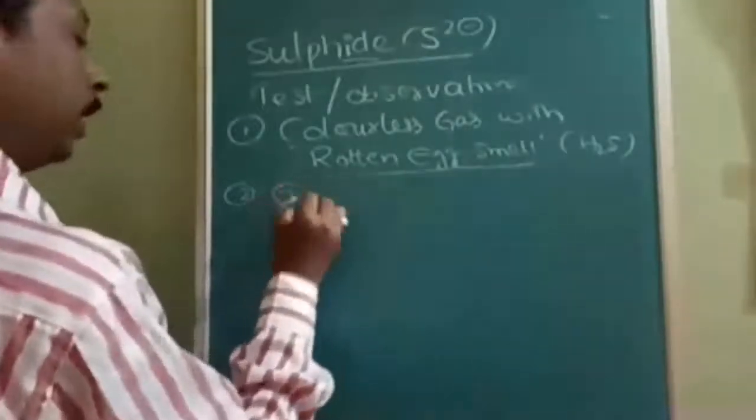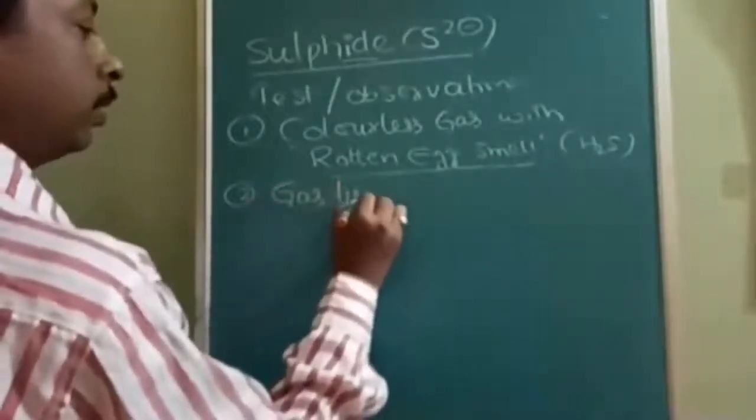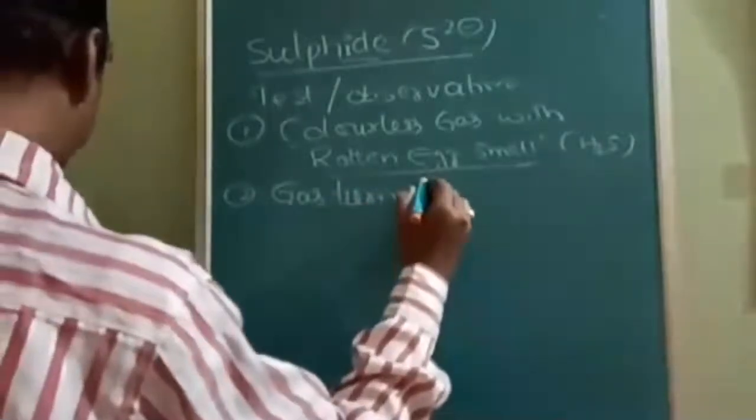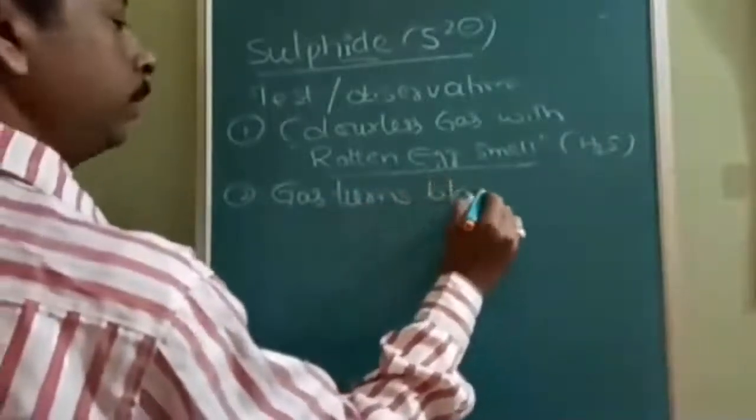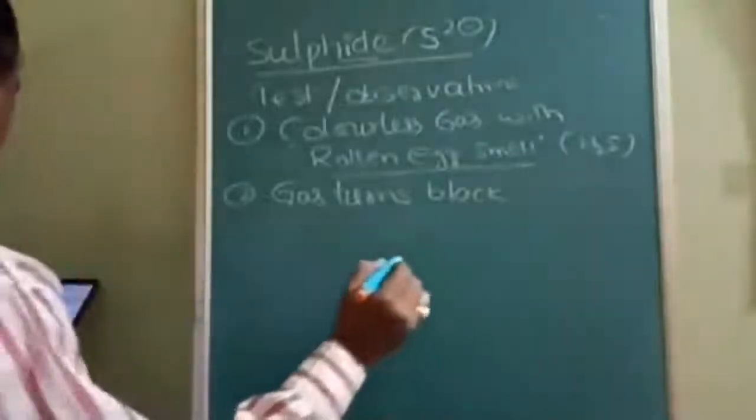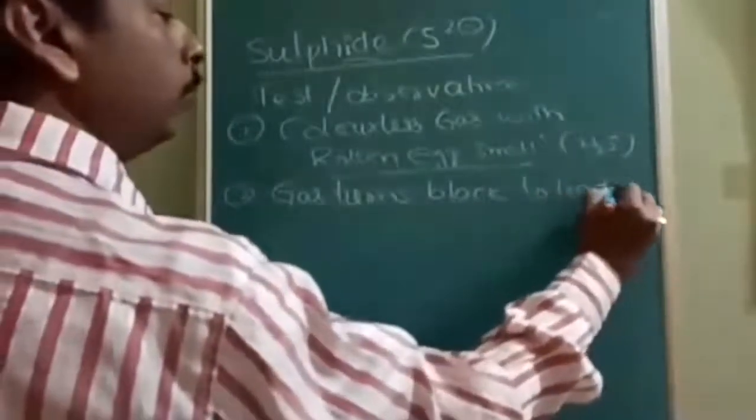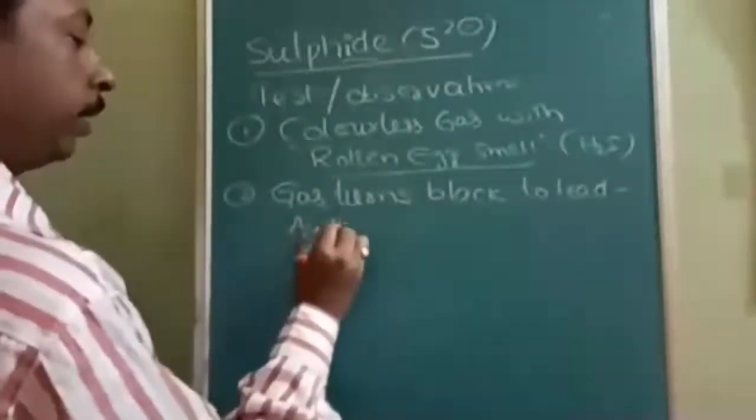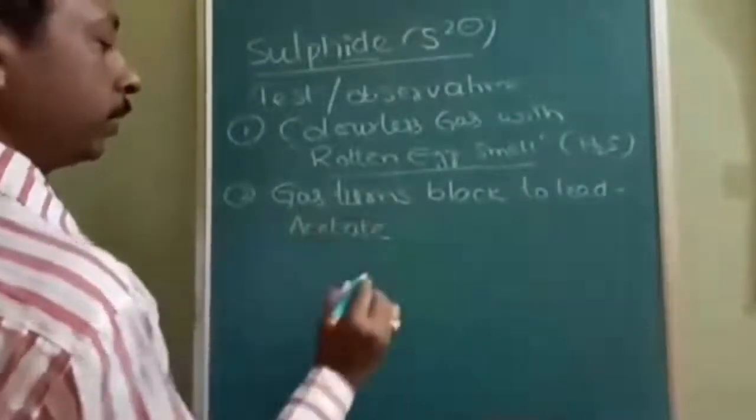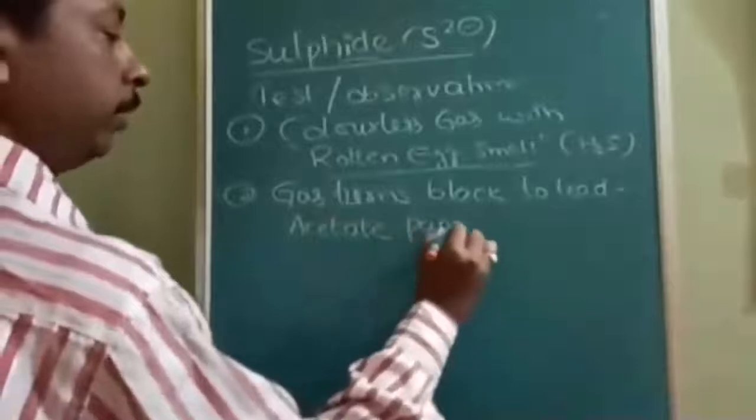Second, this gas turns lead acetate paper black. These equations I will give you, just you should understand the theory behind it.